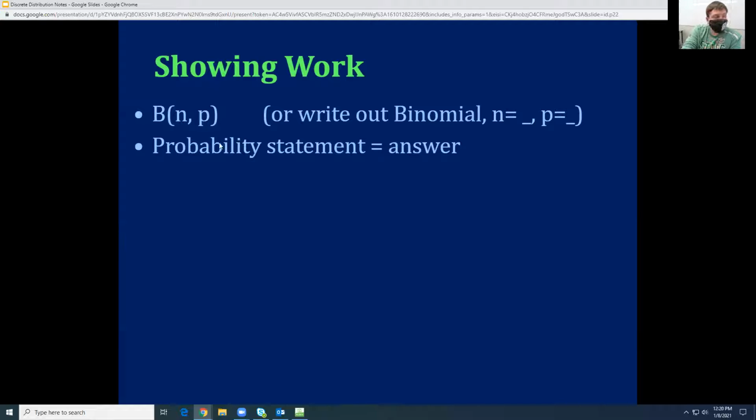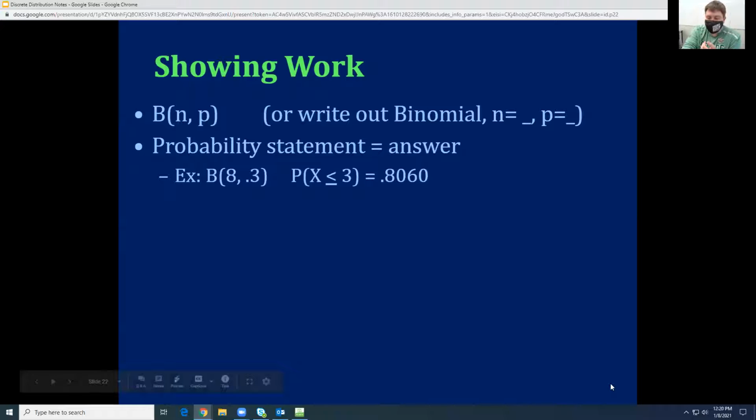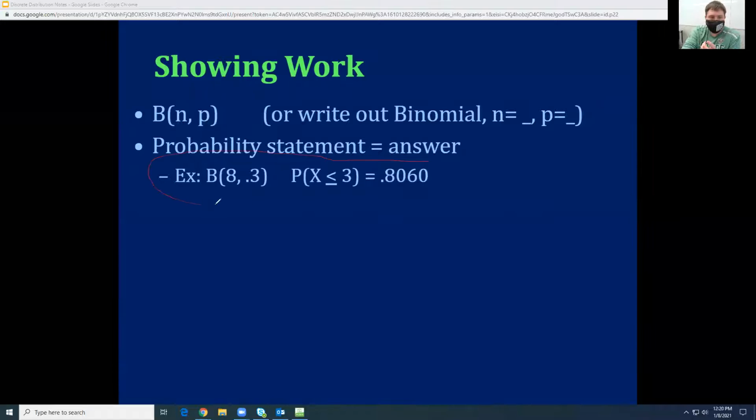You need to have the probability statement and the equivalent answer that goes with it. So really, this is the format I want to see right here. I'll circle it in red so you guys can see it. I need that. You don't have to hear the example part, but I just need that. So this tells me right here that I have a binomial distribution with trials of 8 at a 30% success rate. You calculated that X was less than or equal to 3 at 80.6% of the time.